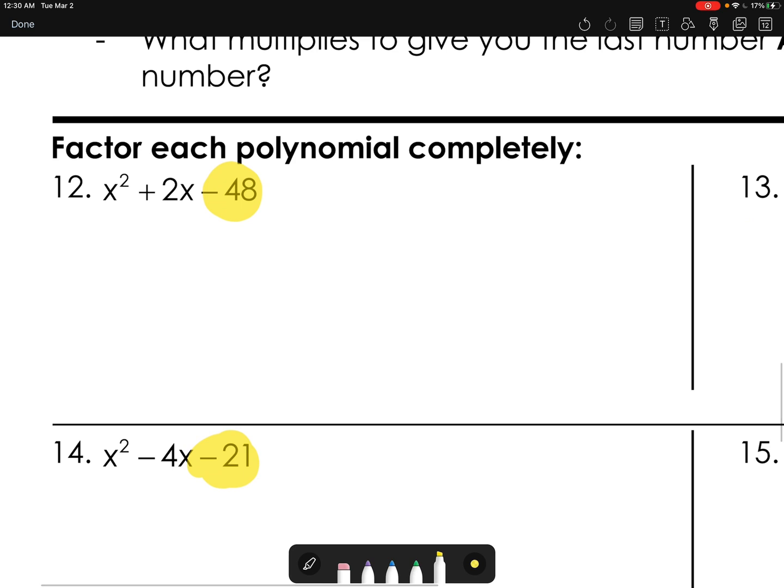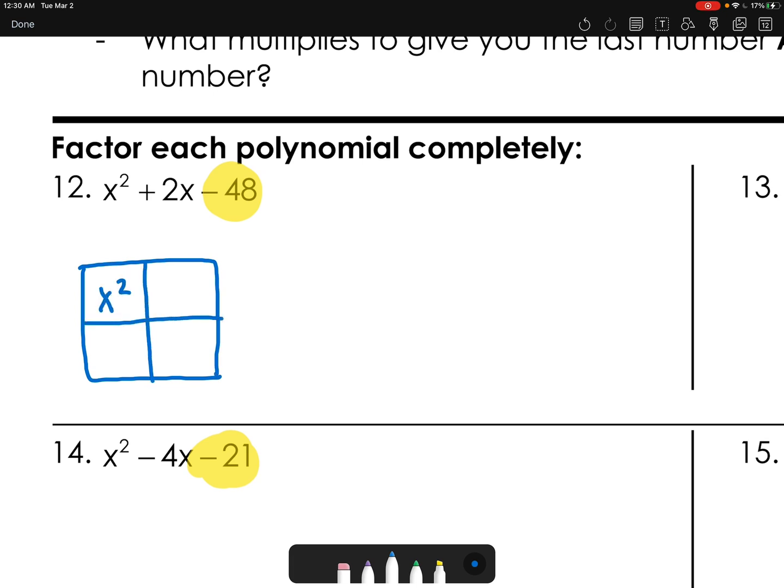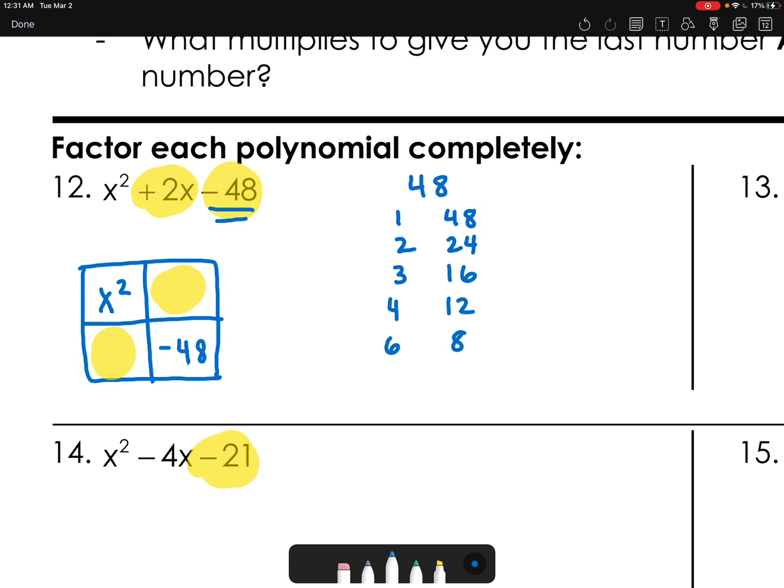Okay, so let's do an example of an area model one again, just like we did at the beginning. If I set up my area model, I know that x squared goes here and negative 48 goes here. So I need to think of my like terms that are going to combine to give me positive 2x, but they have to multiply together to give me negative 48. So I'm going to think of the factors of 48: 1 and 48, 2 and 24, 3 and 16, 4 and 12, 6 and 8, and that is it.